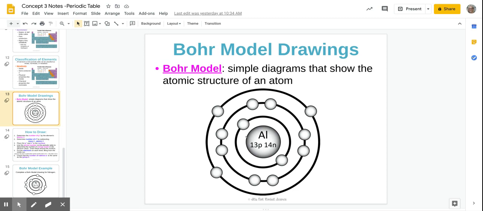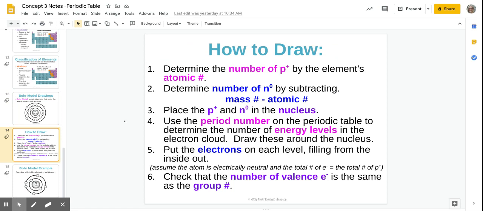And so we're going to learn how to draw these models to help us have a visual. So how to draw them. This is the information that you're going to need to know. You have to get the number of protons, and you get this from the atomic number. You determine your neutrons by mass number minus atomic number, and you're going to write these numbers in the nucleus.